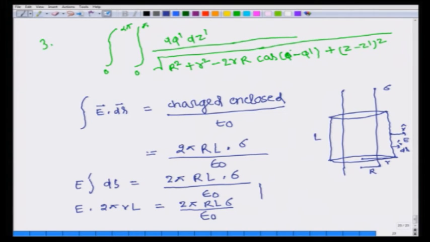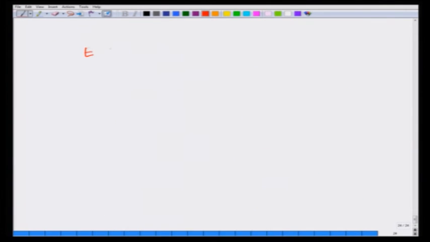So, the electric field E is equal to, because L and 2 pi would be cancelled out, electric field is given by sigma capital R over epsilon naught into r. So, now because we know the electric field at point r, the potential V(r) is given by the integral from r to capital R of E dot dr, where capital R is the reference point.